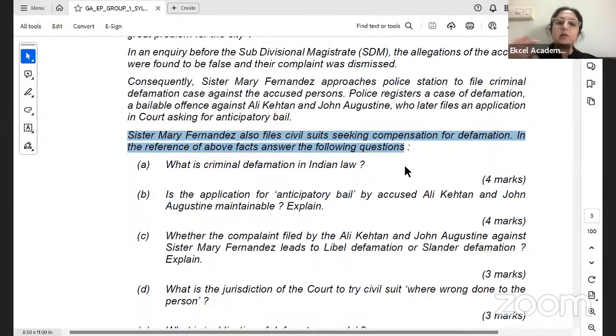They have filed a civil case also, and they filed a criminal case also. And for these two people, it's a bailable offense. The complaint is registered, but they want to take anticipatory bail. So these are the only 4 points you need to remember, or you need to understand. With this information, we will try to answer the questions which are given below.